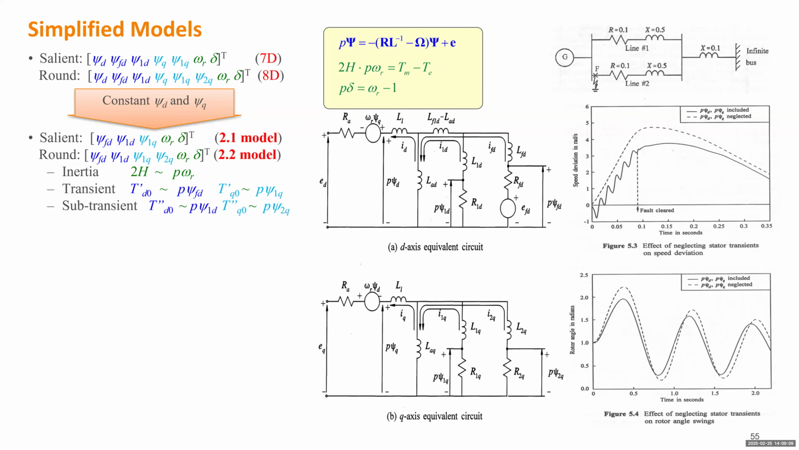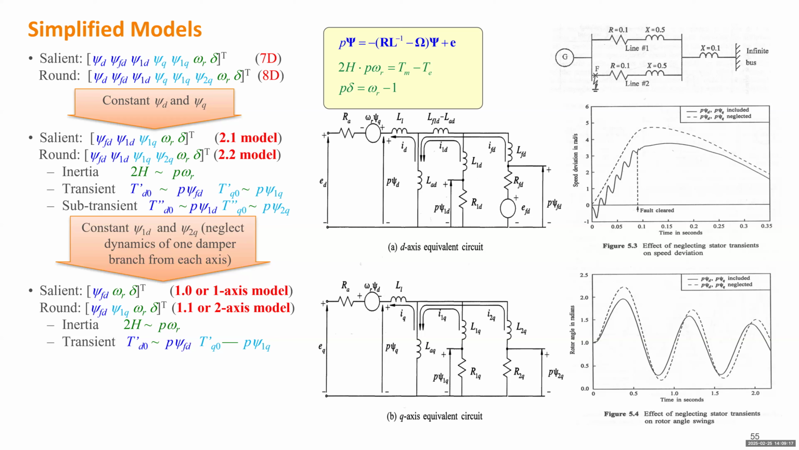In such models, there are time constants like inertia, transient, and sub-transient. Next, you can eliminate the sub-transient dynamics, which means in the state vector, you can ignore the damper winding in each axis. For the salient pole rotor generator, you only have the flux linkage of the field winding together with omega and delta. You remove those two. For the round rotor generator, you keep a flux linkage in each winding, to keep symmetry between D and Q. So you have psi FD plus psi 1Q, but you ignore psi 1D and psi 2Q. Just make it simpler. So you generate the 1.0 model and the 1.1 model.